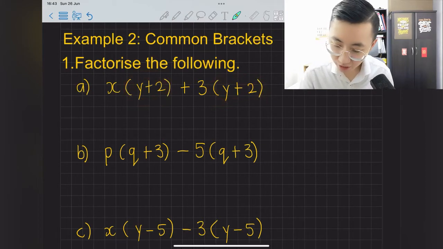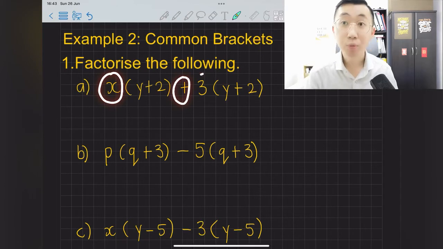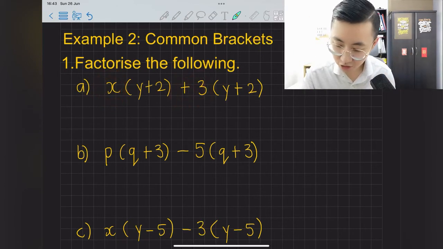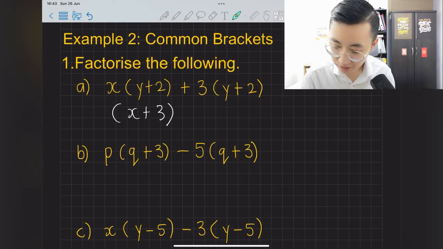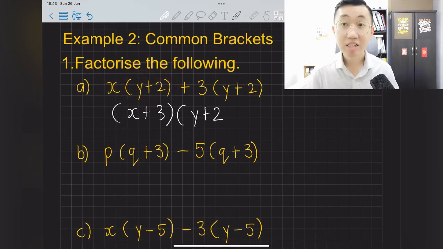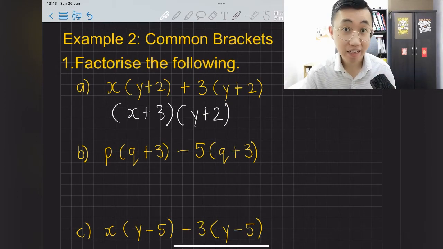Alright, so what you do, I want you to take this, followed by the operation, and take this, put inside a bracket. Okay, so teacher is going to write x plus 3, put in the bracket, and then you copy the similar bracket. So you are going to copy this. Alright, so that will be y plus 2. So this is how you do the factorization for example 2.